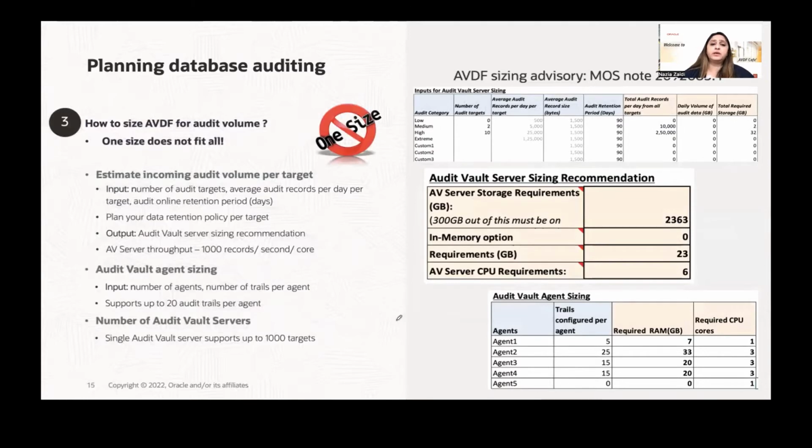The last one, and a very important one I have seen while interacting with many customers, is whether their AVDF deployment is properly sized or not. In an AVDF deployment, you have two components: database firewall as well as audit vault. Audit vault, as we know, is your centralized data warehouse for audit records, whereas database firewall is more to render and understand your network-based SQLs and direct them to the audit vault server.